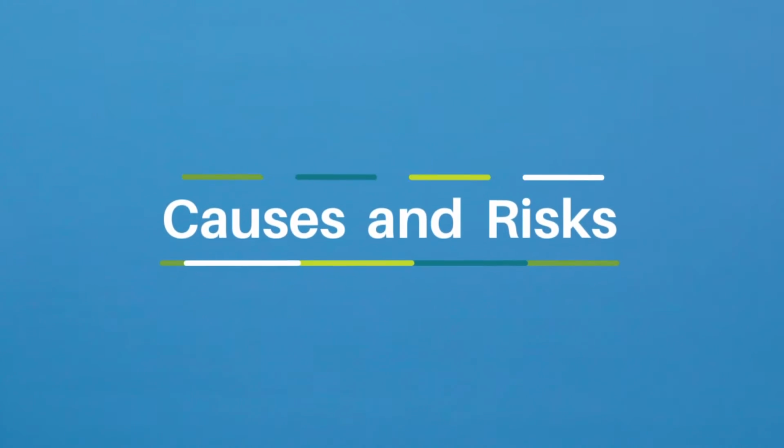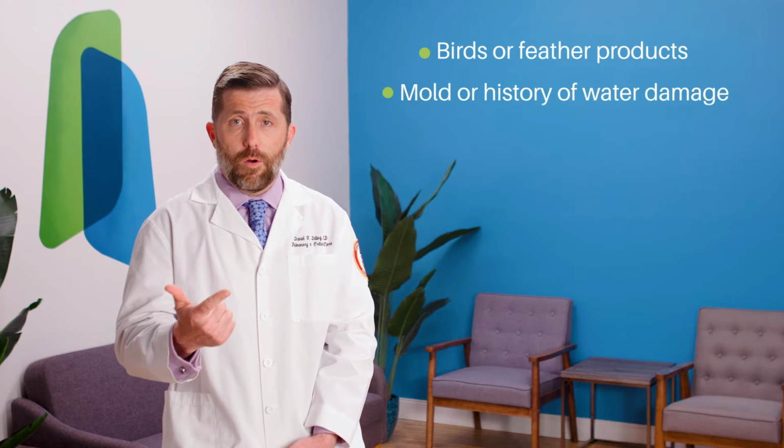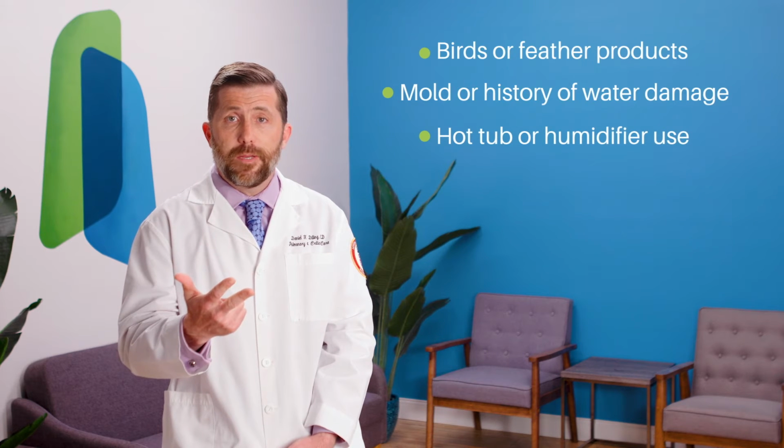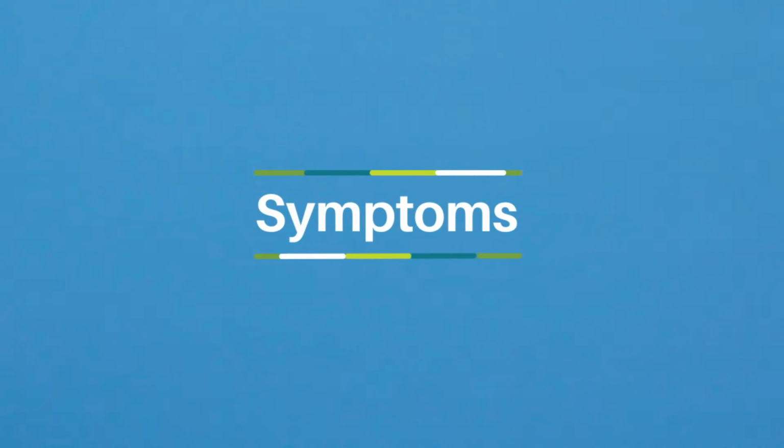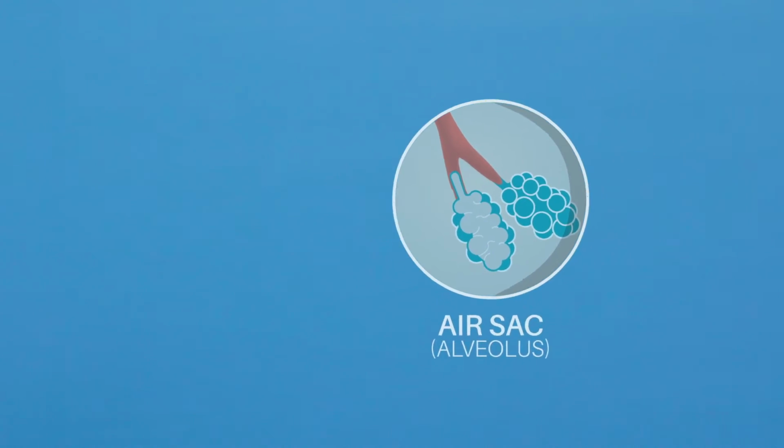Some of the most common exposures associated with hypersensitivity pneumonitis include pet birds or feather products, mold in your home or history of water damage, hot tub or humidifier use, and agricultural settings. Hypersensitivity pneumonitis causes injury to the small airways and alveoli, or air sacs, in the lungs.